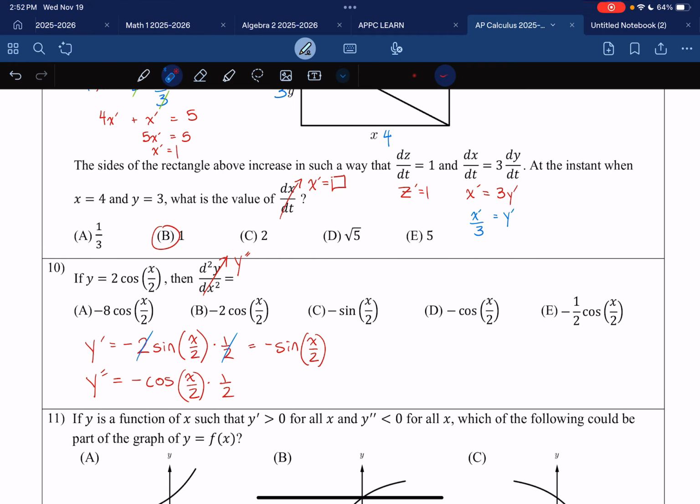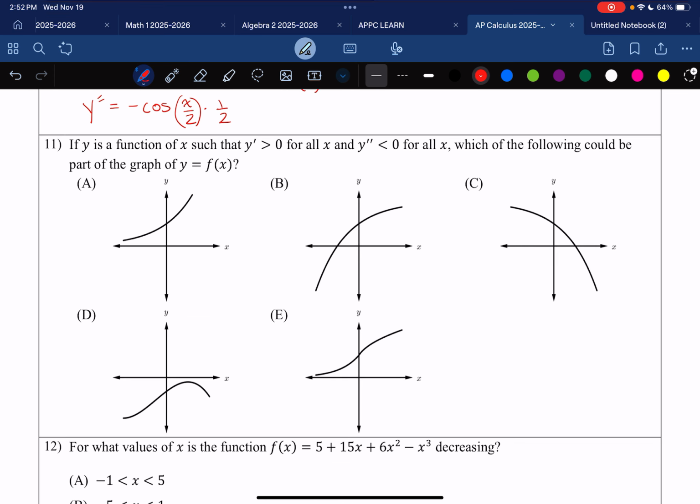There's the negative 1/2, and let's check the rest. Yep, cosine of x over 2. Looks like the correct answer here is E for number 10. Let's move on to number 11. Number 11 is a review question.